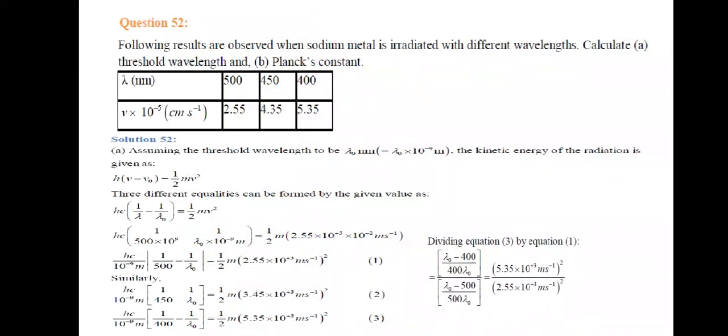Next question. The following results are observed when sodium metal is irradiated with different wavelengths. Calculate threshold wavelength and Planck's constant. So threshold wavelength we will find here. Assuming that the threshold wavelength to be lambda naught nanometer, lambda naught into 10 power of minus 9 meters, the kinetic energy of the radiation is given as h nu minus nu naught equal to half mv square.